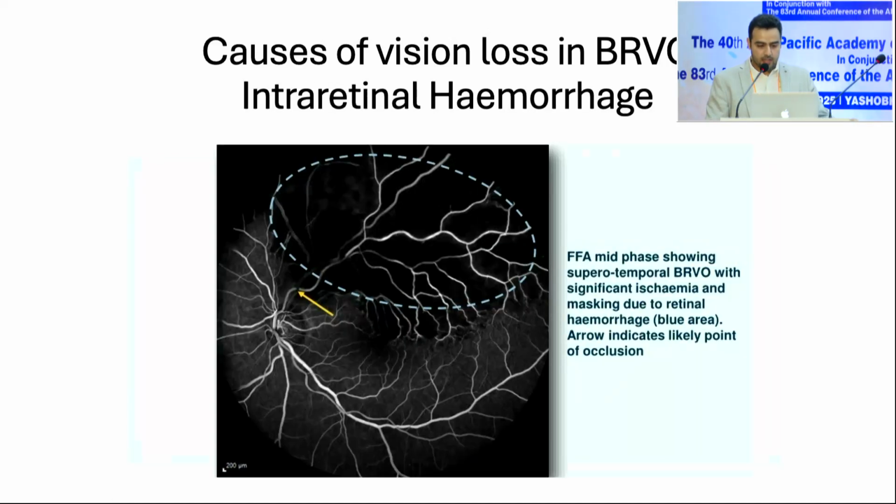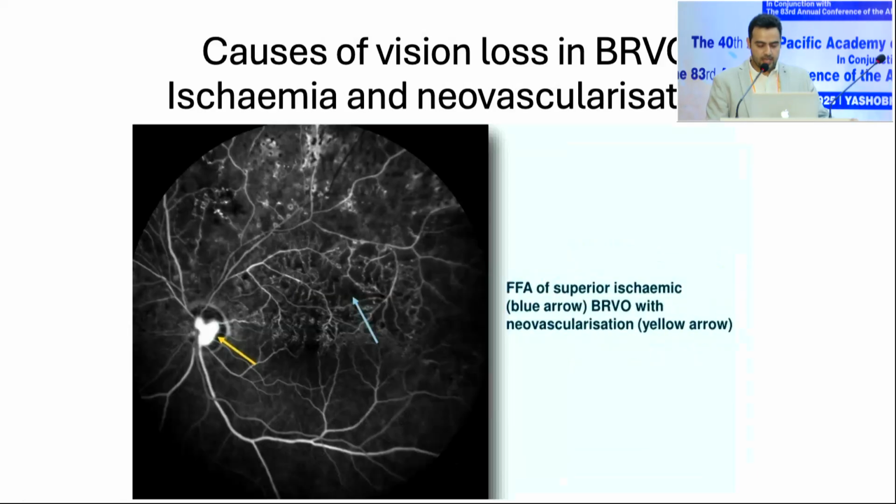And the other cause of vision loss is usually intraretinal hemorrhages. This is a fundus fluorescein angiography which shows masking due to the intraretinal hemorrhages. Then there is ischemia and neovascularization which can occur, and this is what we usually treat with the help of lasers. And if there is superior ischemia, then usually a sectoral laser is done.